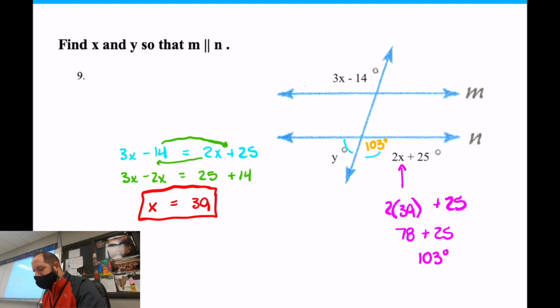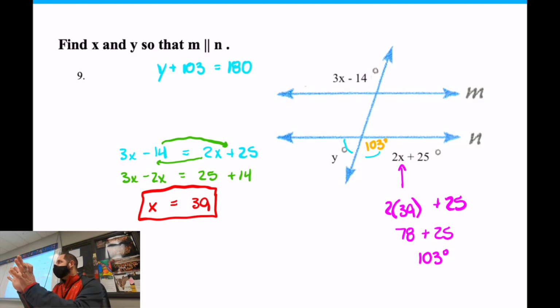So the y plus the 103 should make 180. Now that is called a linear pair or supplementary. They're side by side, they make a straight line. You can know you can do that. So I can subtract the 103 across. So 180 minus the 103, what is it, 77? Boom.